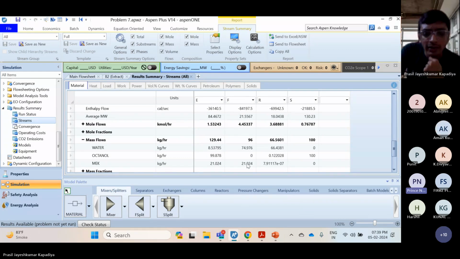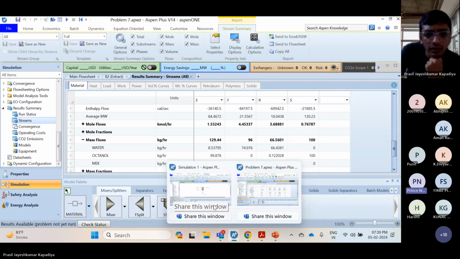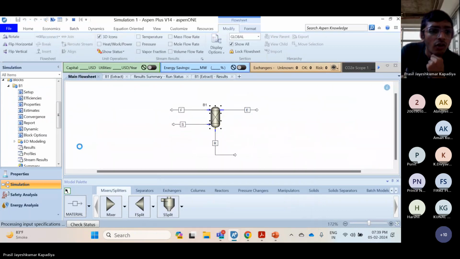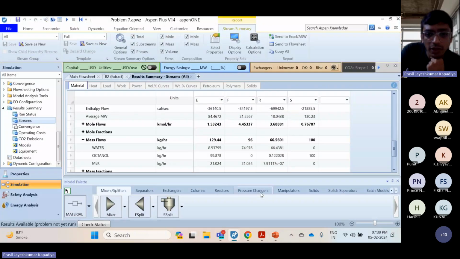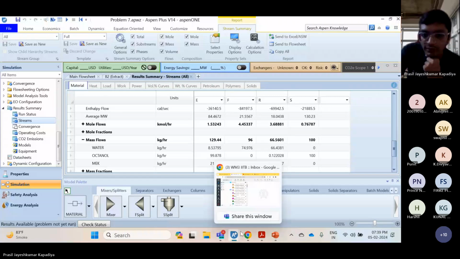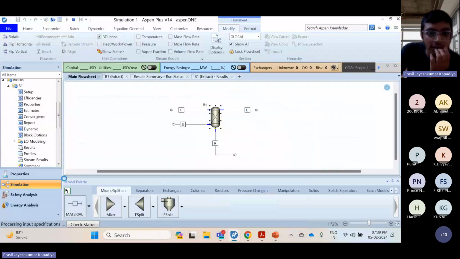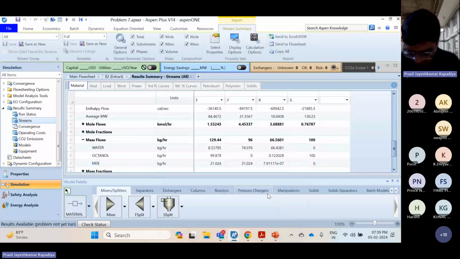Sir, you took the octanol mass flow rate as 1. Okay, it is 1. Okay, it's my mistake then. It should be 100, not 1. I have taken 1. It's taking time, guys. Were you able to run it correctly?